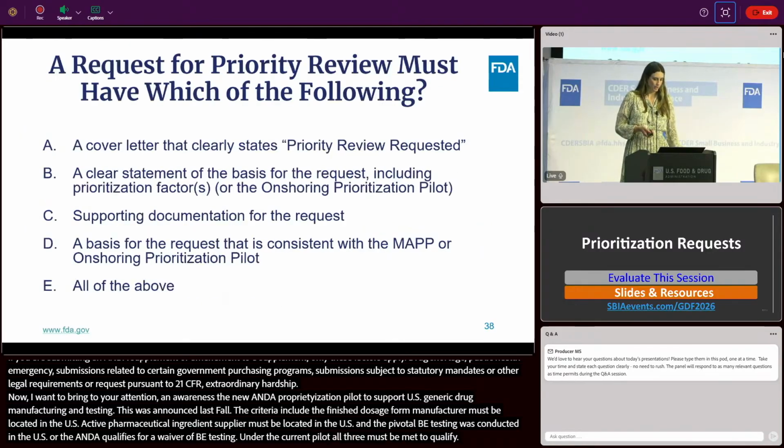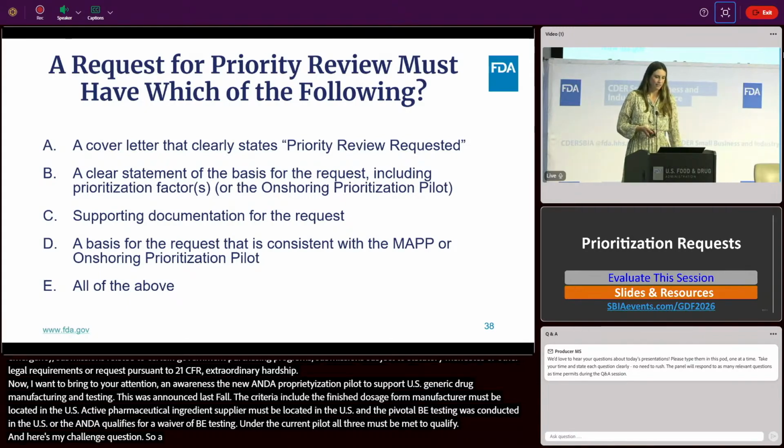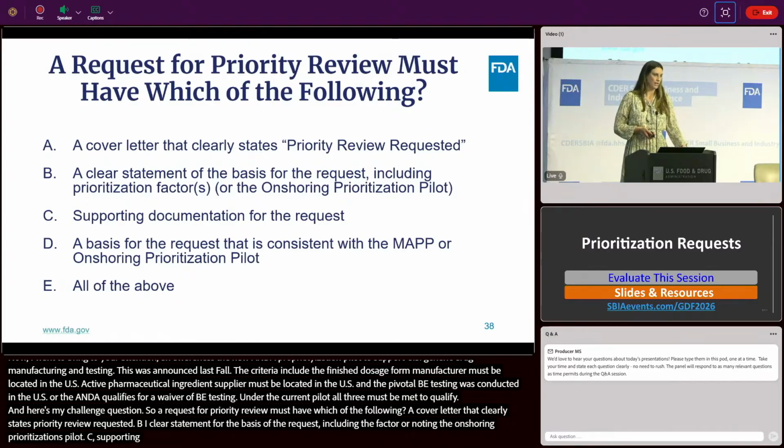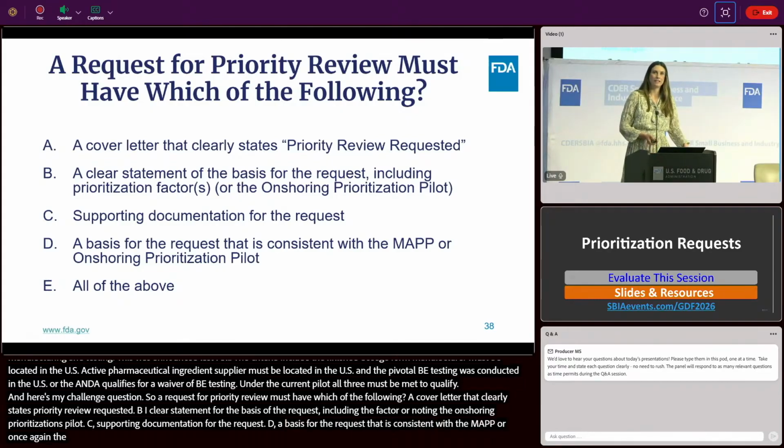And here's my challenge question. So a request for priority review must have which of the following? A, a cover letter that clearly states priority review requested. B, a clear statement of the basis for the request, including the factor or noting the onshoring prioritization pilot. C, supporting documentation for the request. D, a basis for the request that is consistent with the MAPP, or once again, the onshoring prioritization pilot, or E, all of the above. And the answer is E, all of the above.